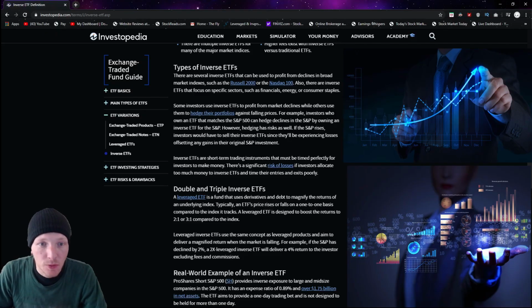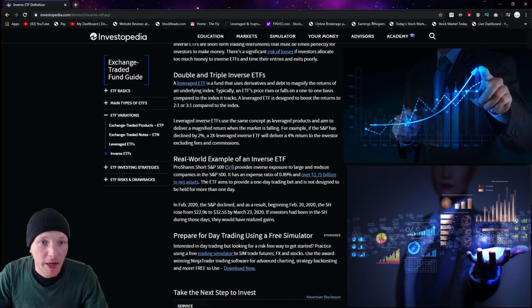However, hedging has risk as well. If the S&P rises, investors would have to sell their inverse ETF since they'll be experiencing losses, offsetting any gains in their original S&P investment. Inverse ETFs are short-term trading instruments that must be timed perfectly for investors to make money. There's a significant risk of losses if investors allocate too much money to inverse ETFs and time their entries and exits poorly. Double and triple inverse ETFs.